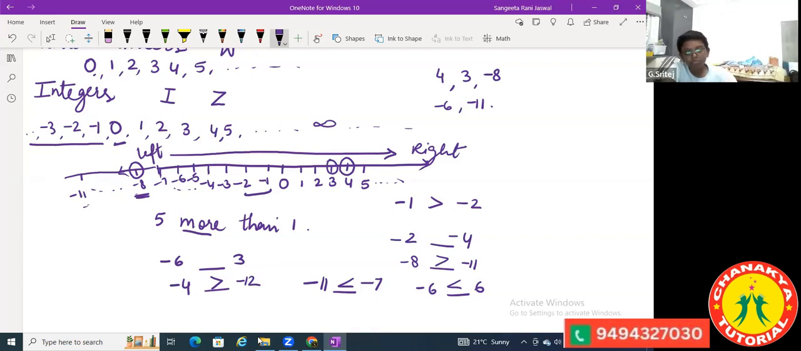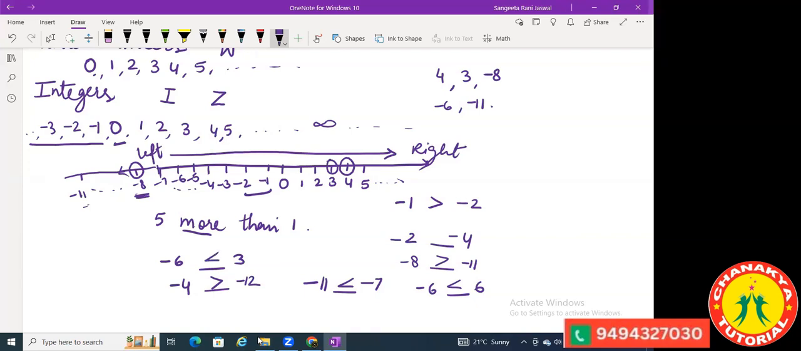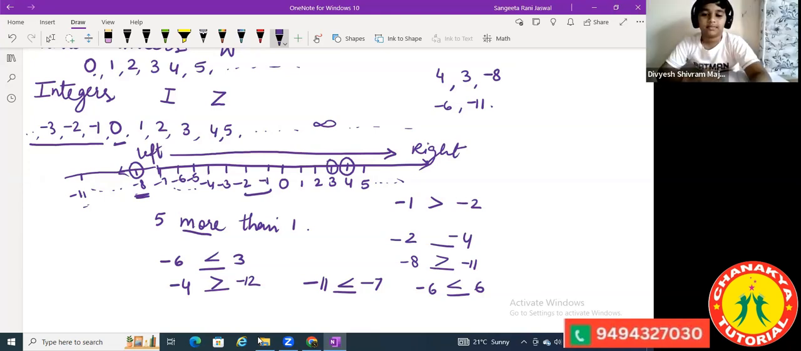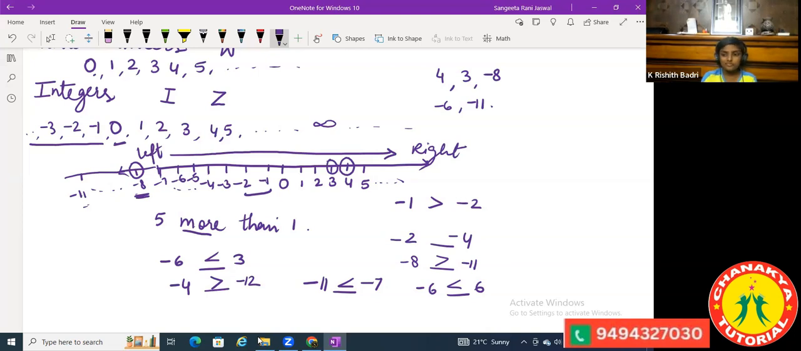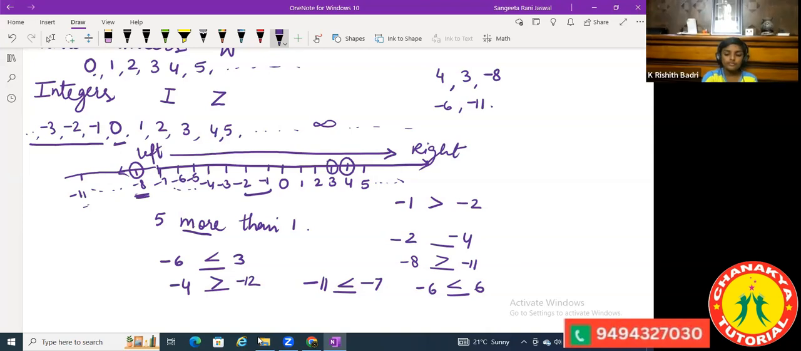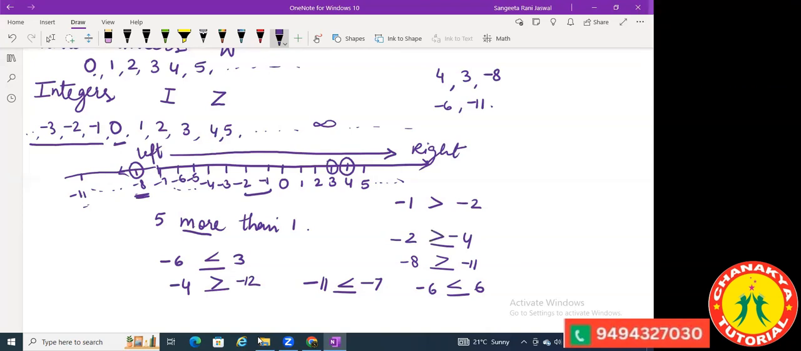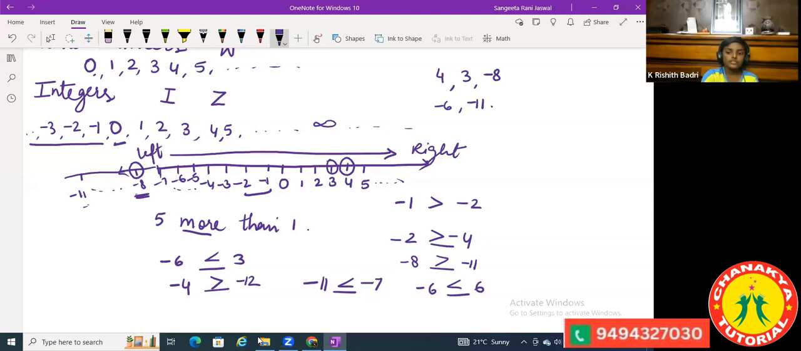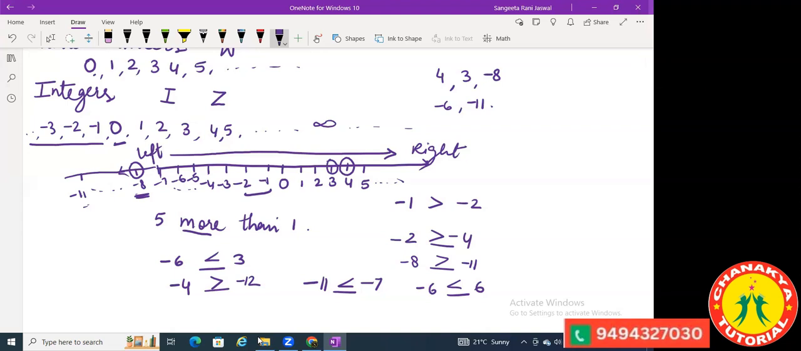Do you all know the greater than, lesser than sign? The alligator's mouth is always open towards the higher number. Whichever number is greater, the alligator's mouth will be open towards it, and towards the lesser number the mouth will be closed. Just remember that the mouth is open towards the higher number, so automatically you will get the lesser number.